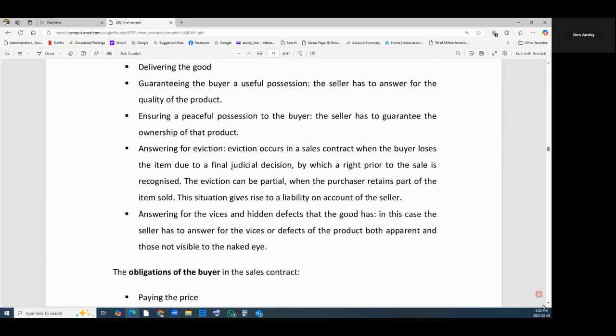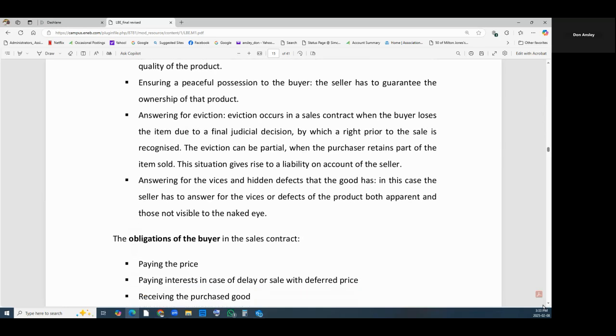Indeed, answering for eviction. Eviction occurs in a sales contract when the buyer loses the item due to a final judicial decision by which a right prior to the sale is recognized. Eviction can be partial when the purchaser retains part of the item sold. This situation gives rise to a liability on the account of the seller. Answering for the vices and hidden defects that a good has. In this case, the seller has to answer for the vices or defects of the product, both apparent and those not visible to the eye.